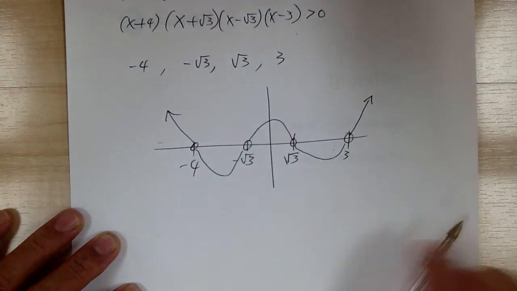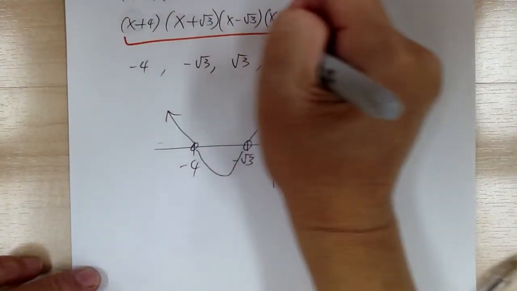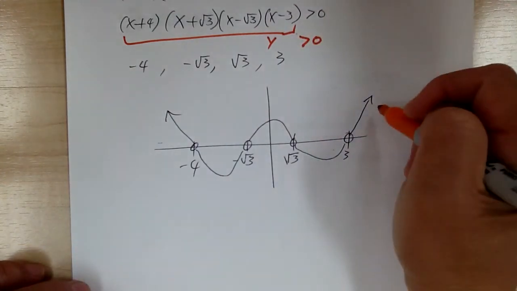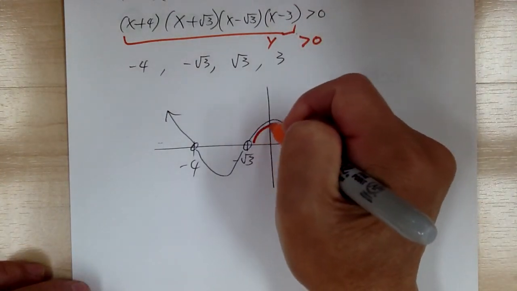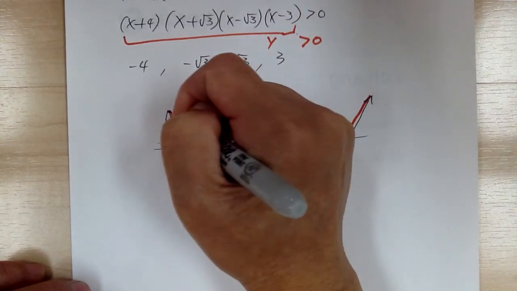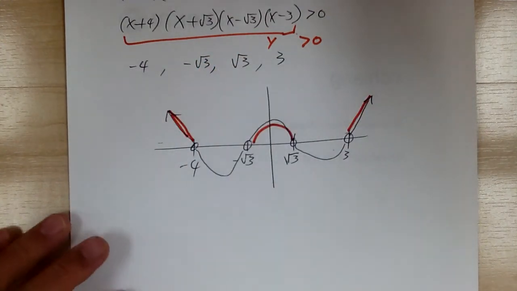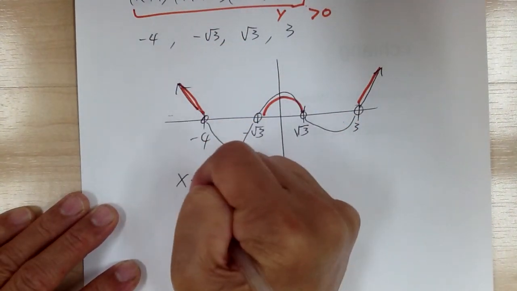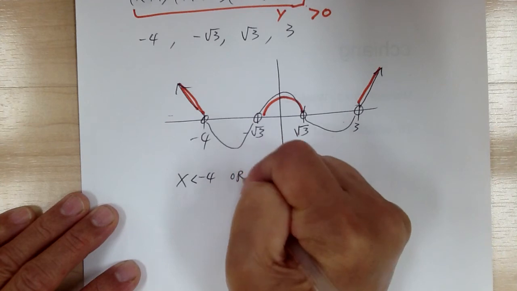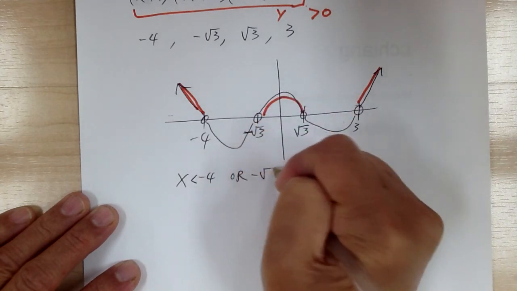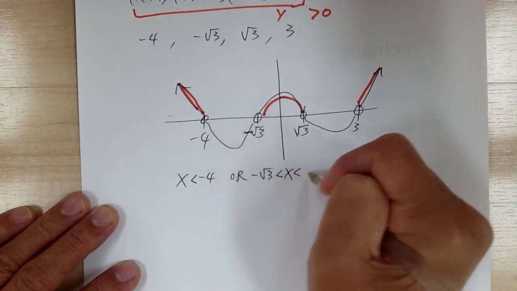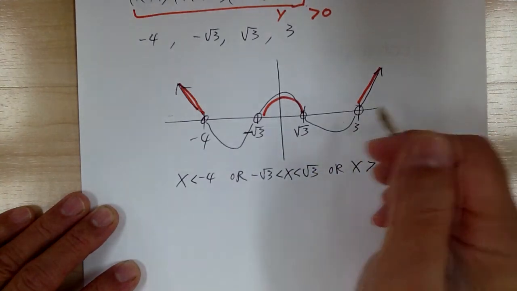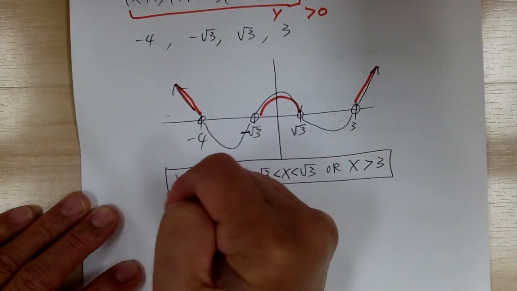Okay. So now again, you apply the functions, right? So again, this is your y, so it's y greater than 0. So you're looking for this part over here, this part right over here, and this part right over here. Okay, those are the parts that are greater than 0. So for this over here, you're going to get x is less than negative 4, or this part over here, you're going to get negative square root of 3 is less than x less than square root of 3, or x is greater than 3. Okay, and that's it. Right?